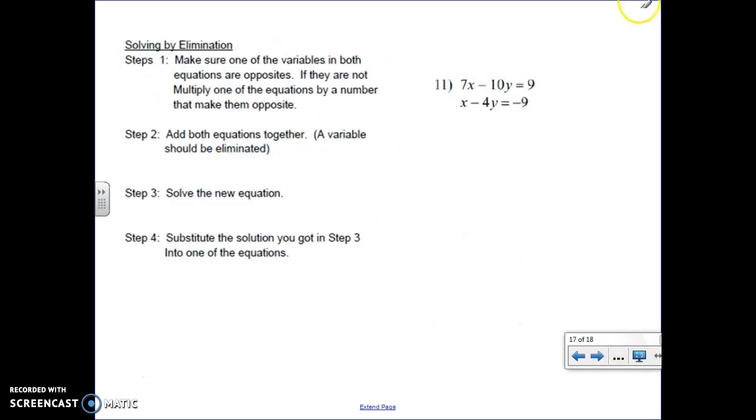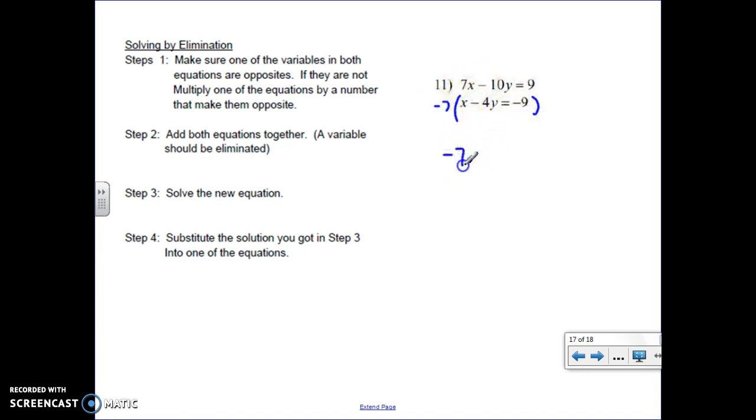So in this case, are my x's opposite, or are my y's opposite? Well, looks like I have a 7. The opposite of 7 is negative 7. So what I'm going to do is multiply this equation by negative 7 to try to get the x's to be opposite each other.